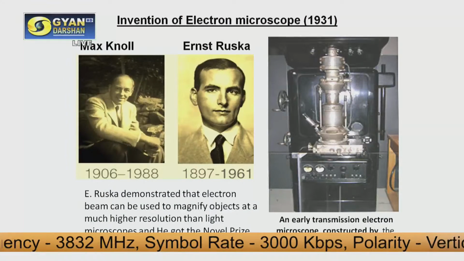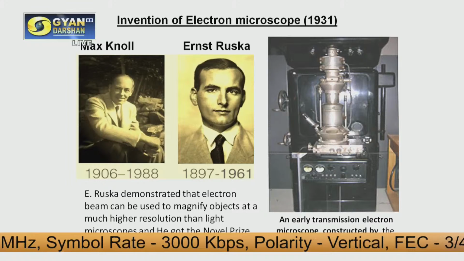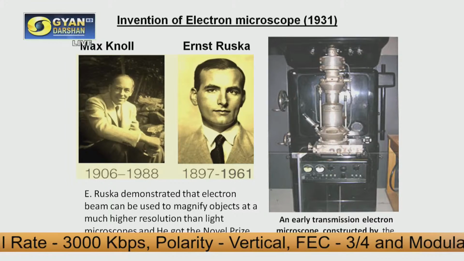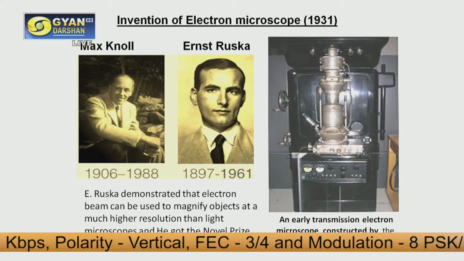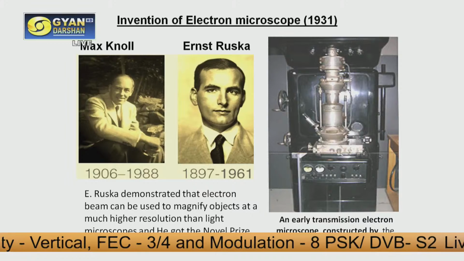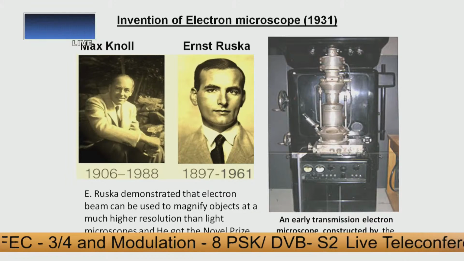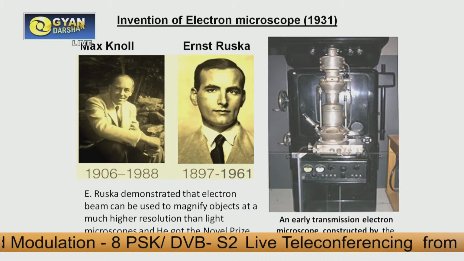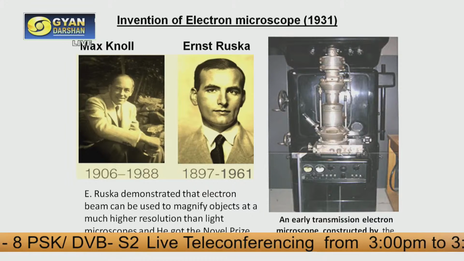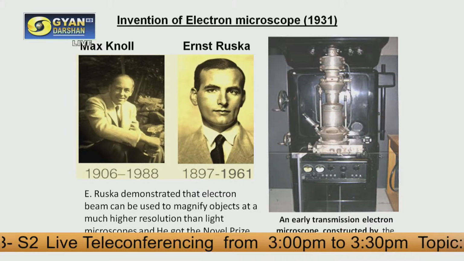Ernst Ruska demonstrated that an electron beam can be used to magnify objects at a much higher resolution than a light microscope. He got the Nobel Prize for his extraordinary work in inventing the electron microscope. So this is the first scientist who developed the electron microscope. This is the physical sciences.